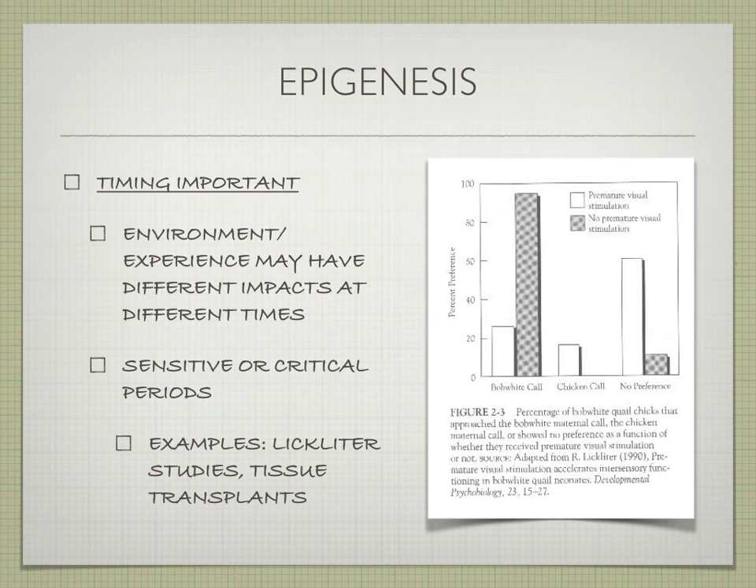Examples of this are studies with bobwhite quail. They were given different calls at different times and different visual stimulation at different times, and we saw different patterns of behavior dependent on that. We also see the same thing in tissue transplants. If it's done early enough, that tissue can turn into a different kind of tissue, whereas if it happens later, it will never change.